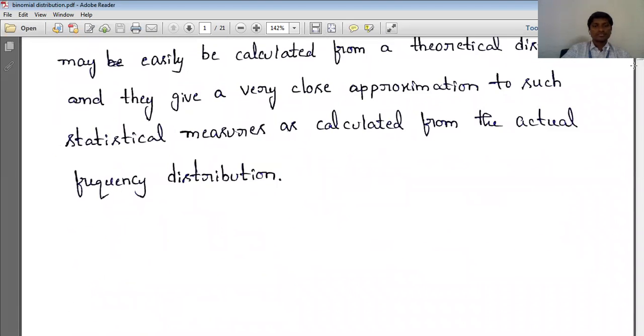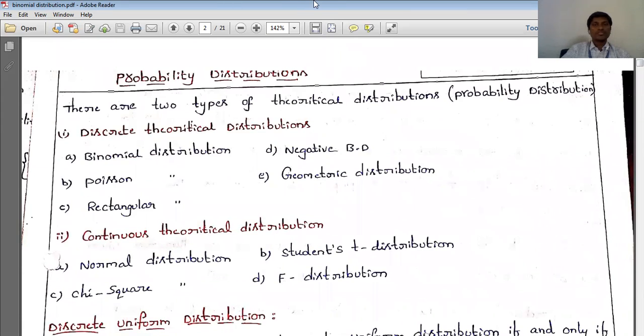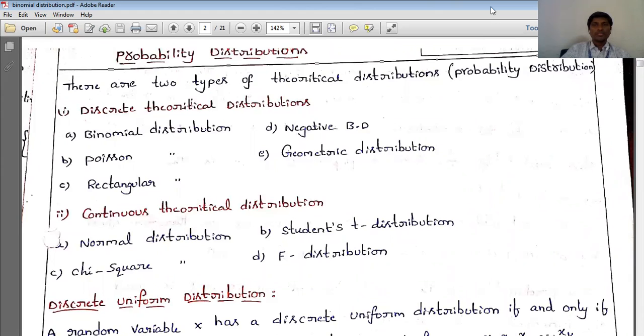Next. We already said we have two different types of theoretical distributions or probability distributions: discrete probability distributions and continuous probability distributions. In discrete probability distributions there are binomial, Poisson, rectangular, negative binomial, and geometric distributions. But as per the syllabus, we are going to learn only two distributions, binomial distribution and Poisson distribution, in this particular unit.